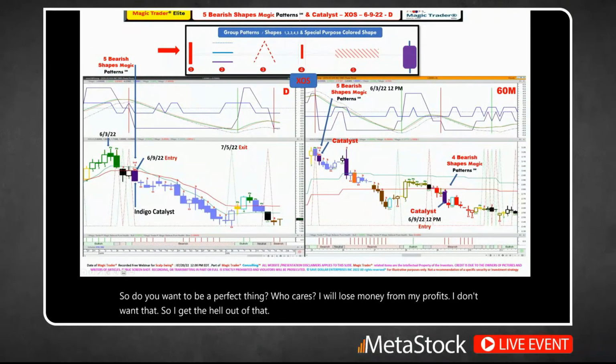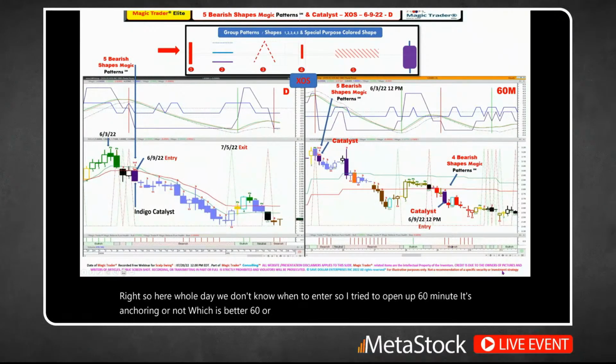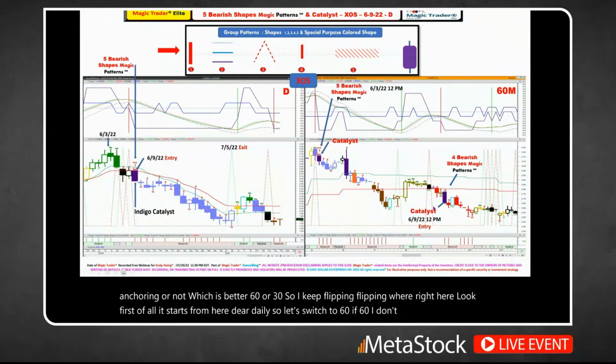So you could trade with the 60 alone daily, right? If you do 60, you will have a better entry because you're refining. Here, whole day, we don't know when to enter. So I try to open up 60 minutes, is anchoring or not, which is better, 60 or 30. So I keep flipping. Flipping where? Right here. Look, first of all, it starts from here daily. So I switch to 60. If 60 I don't like, it takes seconds. 60 I don't like it, I go to 30, right?